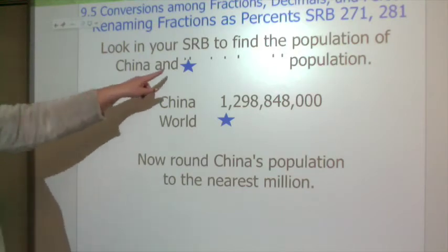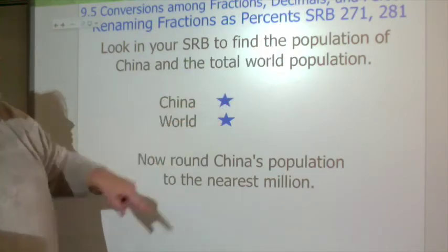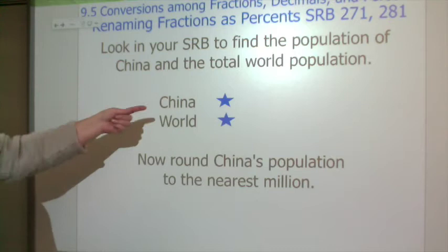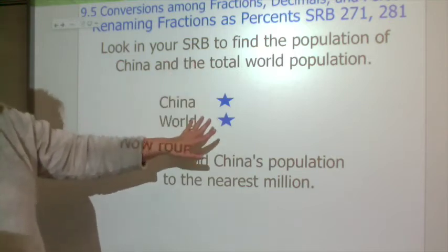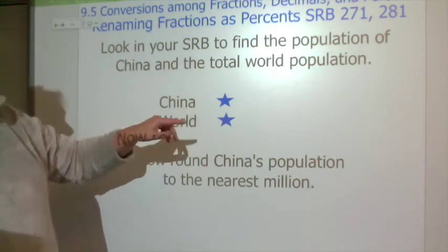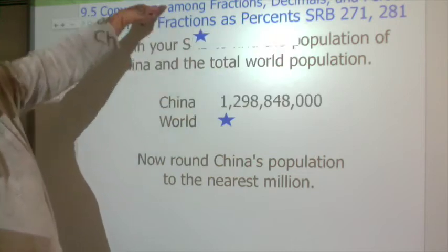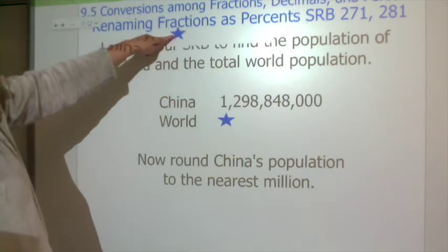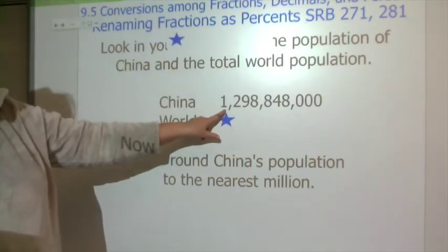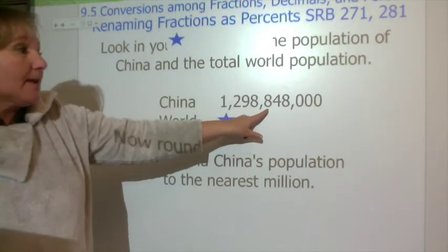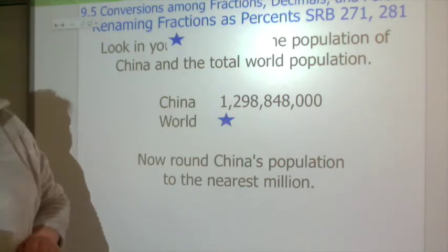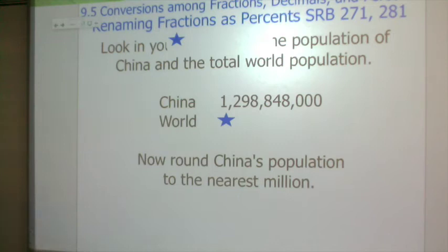So we're going to look in our SRB to find out the population of China and the total world population. Population of China, you don't need to get your SRB out. We don't have that. I didn't copy this page. Population of China is 1,298,848,000. Almost 1.5 billion people. There's lots of people there.